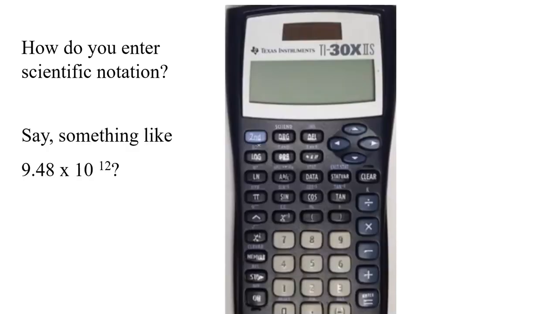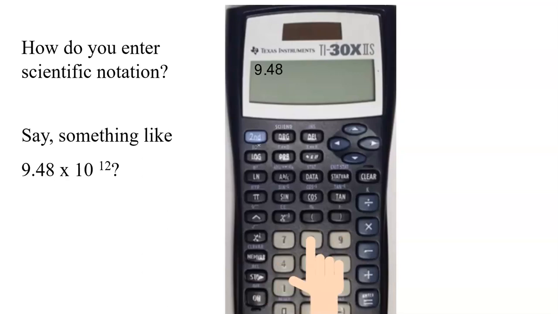And one quick but necessary thing that we need to get out of the way is how you actually enter scientific notation from scratch. Say something like 9.48 times 10 to the 12th. That's no special number, that's just something I pulled out of the air. But anyway, we need to know how to enter that. When we're entering problems, we can put them directly into the calculator.